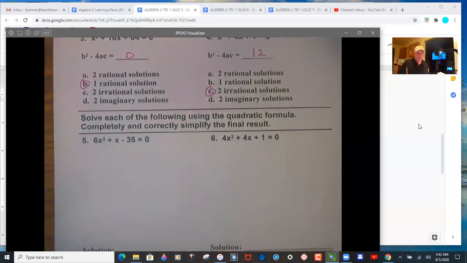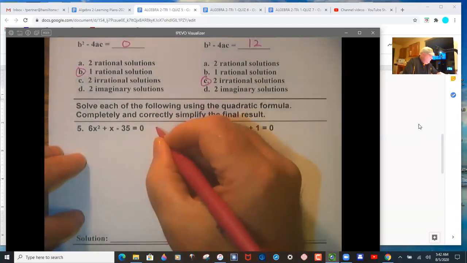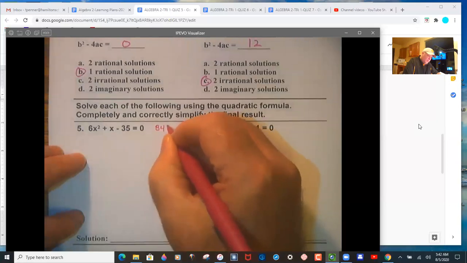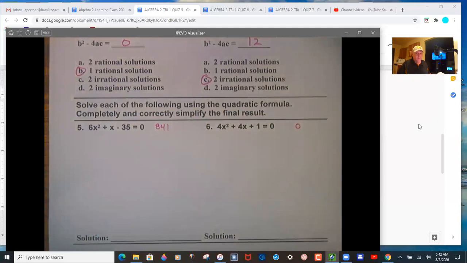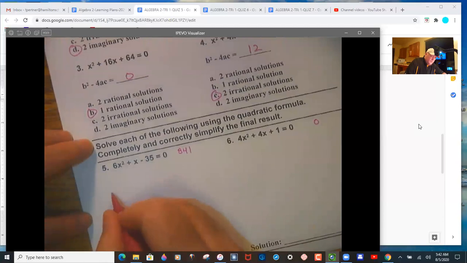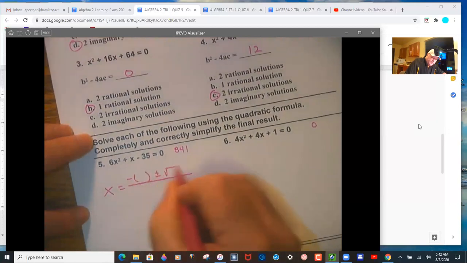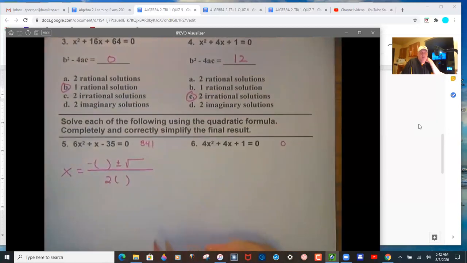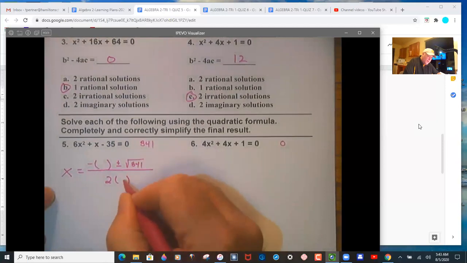5 and 6. So the difference on these is that you have, we'll write down the b squared minus 4ac here, 0. Okay, that means that's going to be the same factor twice. You're going to have decent rational solutions. These will both be factorable. So you might want to start with the shell. Negative b plus and minus the square root of the discriminant, b squared minus 4ac, so that 841 will go there, over 2a.